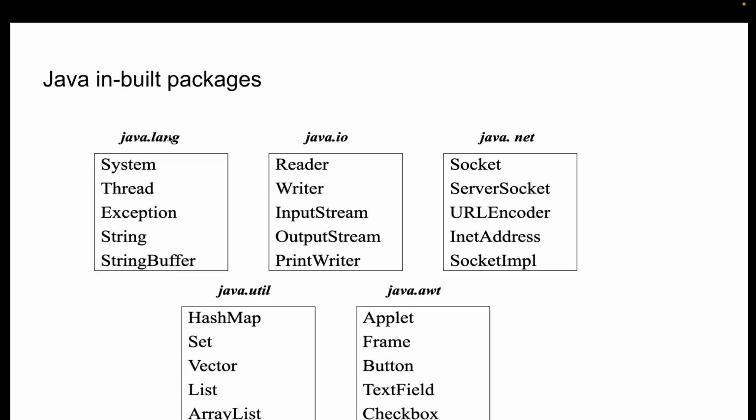In each of the packages, there's a set of libraries. If you see beneath this java.lang, there is System, Thread, Exception, StringBuffer. These are basically built-in classes in Java, and these classes are under this package java.lang. Similarly, if you see this java.io package, there are classes like Reader, Writer, InputStream, OutputStream, PrintWriter. So these are some of the built-in packages.